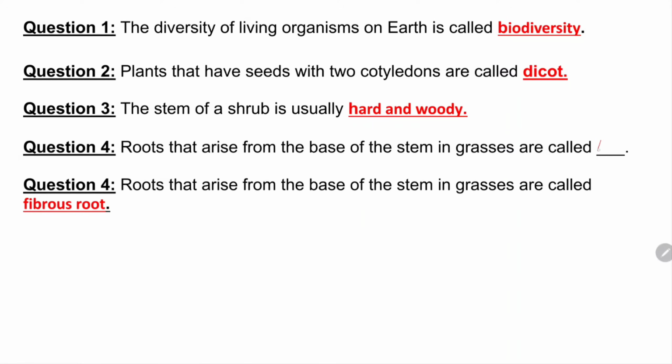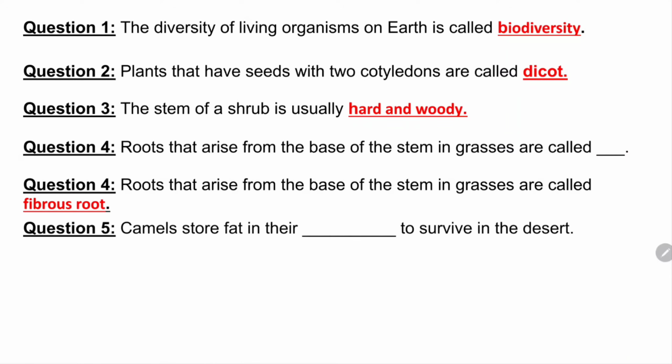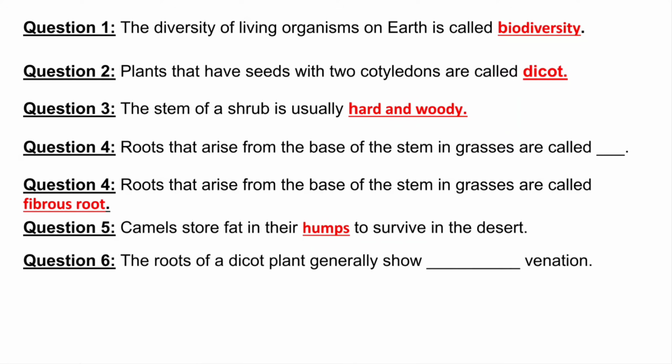Okay, the answer here is fibrous roots. All right. Next question, camels store fats in their dash to survive in the desert. So where do they store their fats? In their humps. Okay. Next, the leaves of a dicot plant generally show dash venation.